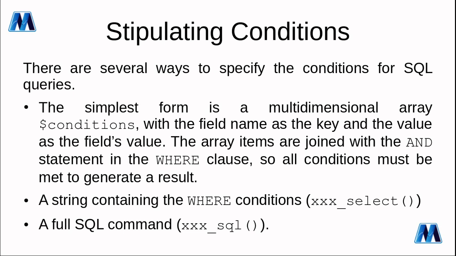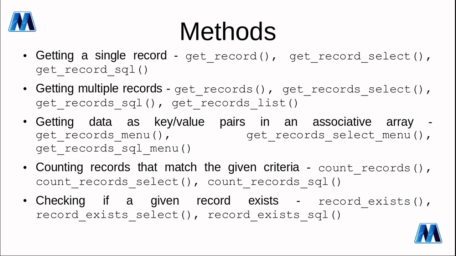So all conditions have to be met to generate a result. The other option is to pass in a string containing the where conditions, and those functions are normally named function underscore select, and we'll see an example of that in a bit. And then you can pass through a full SQL command as well, and then the functions will normally be appended with underscore SQL as the method name.